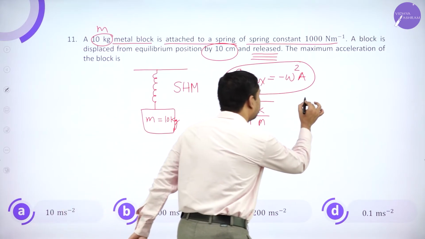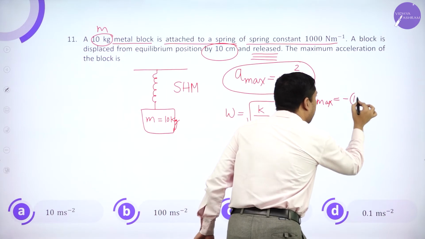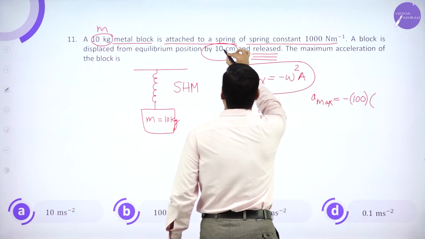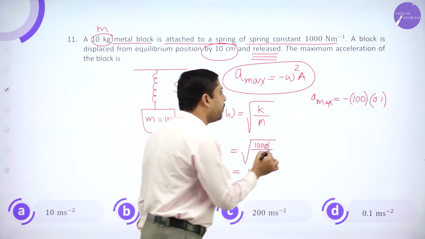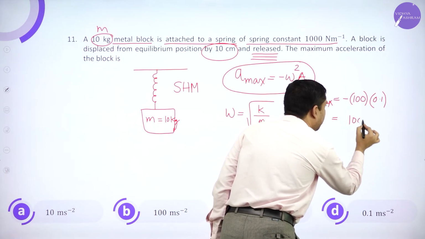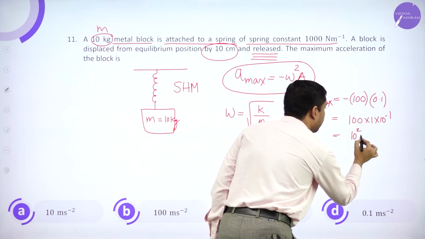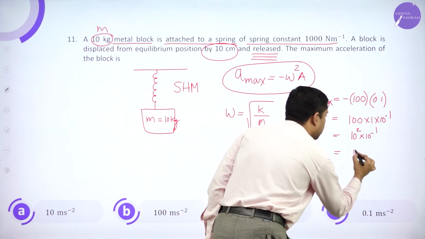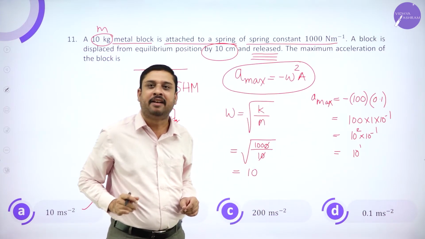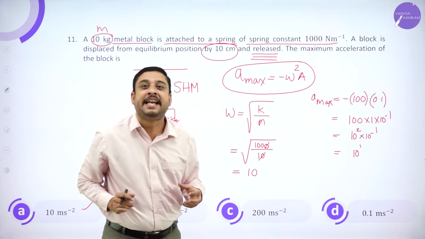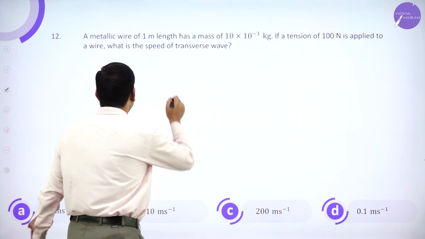So substitute here: A max is minus omega square A, which is 100 into amplitude of 10 centimeter, 0.1. So the answer should be 10 meter per second square, because this is 100 into 10 to the power minus 1. So the answer is 10 meter per second square. What is the significance of this negative sign? Yes, it shows restoring force acts opposite to the applied force. Very good.